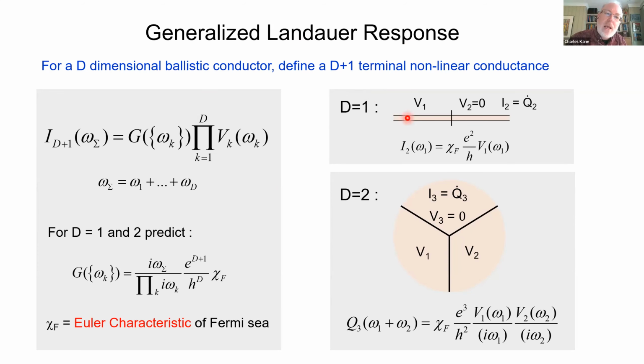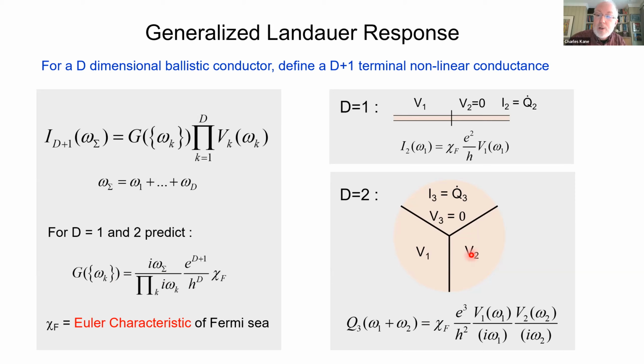So in one dimension, what we're basically doing is we split our one-dimensional wire into two regions, and we apply voltages to those two regions and measure the current that flows. And so what I want to do in two dimensions is divide the plane into three regions, and then define a kind of nonlinear response where I apply voltages to two of the regions and I measure the current that flows in the third region. And what I'm going to try to convince you of is that there is a quantized response that occurs.